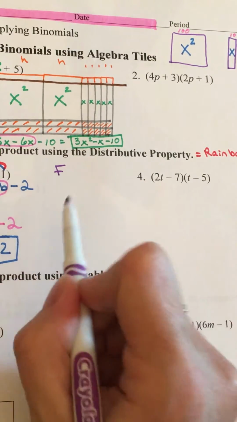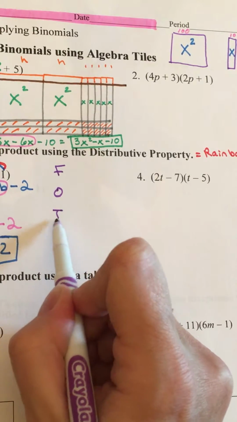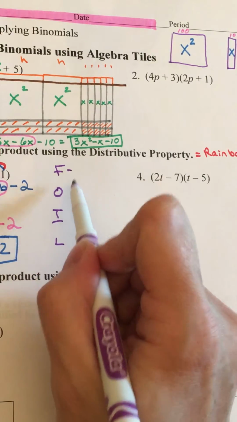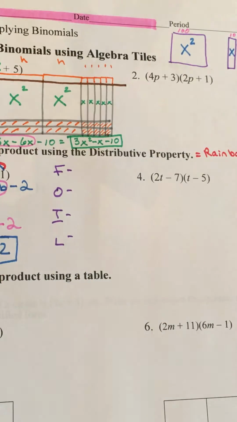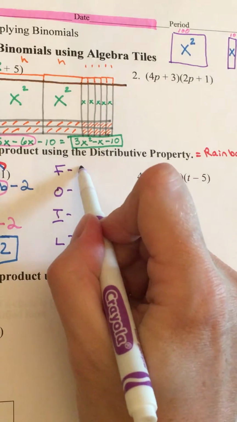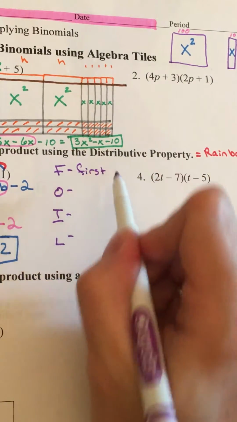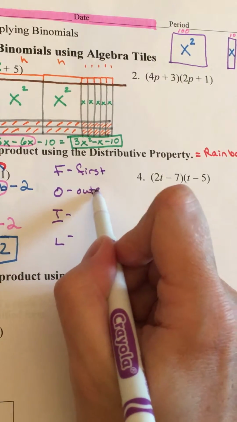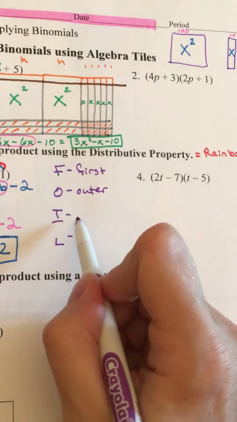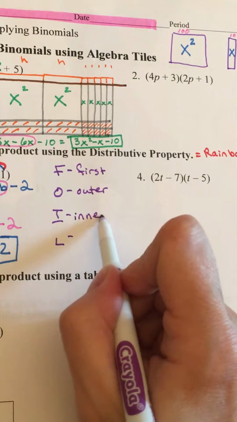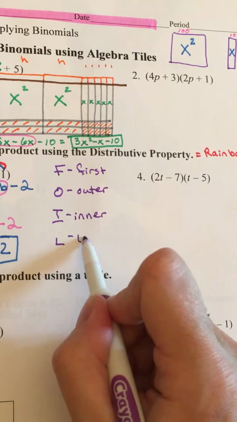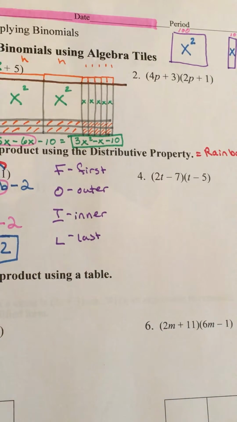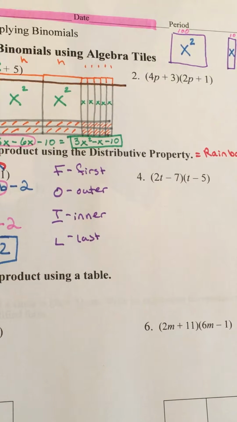So FOIL, F-O-I-L, is an acronym. It stands for first, outer, inner, and last. Just to help remind you, hey, did you multiply everything that needed to be multiplied? That's what it's there for.